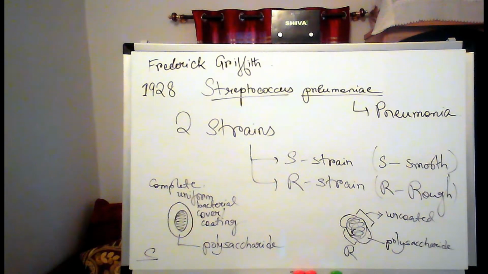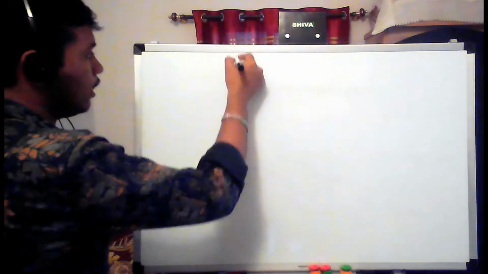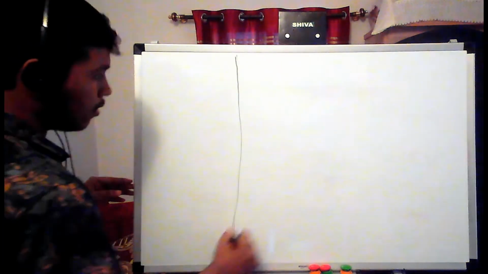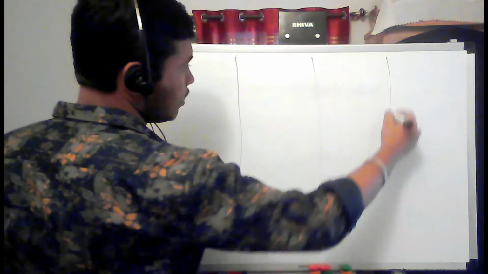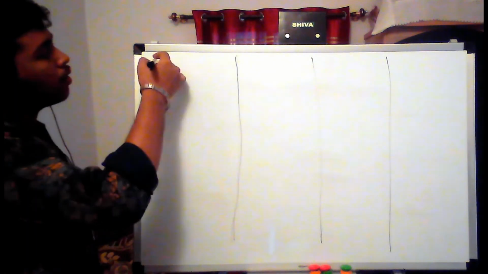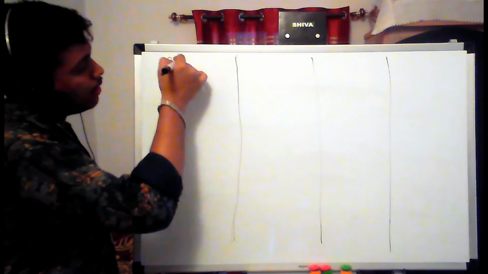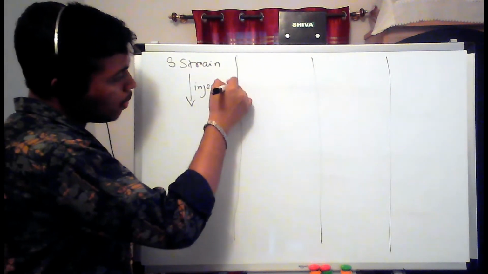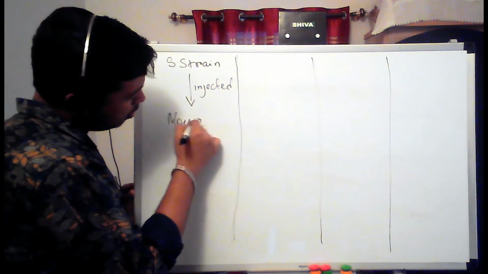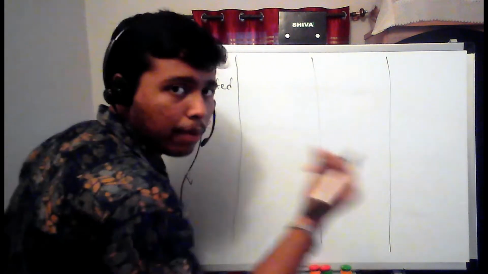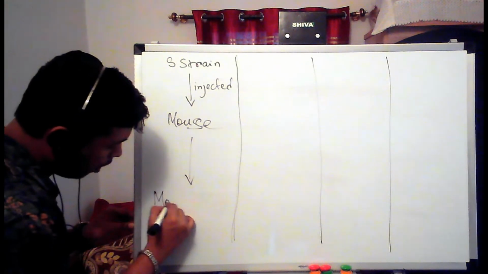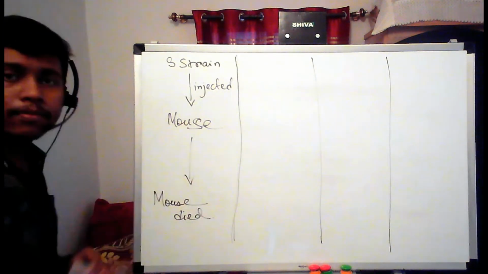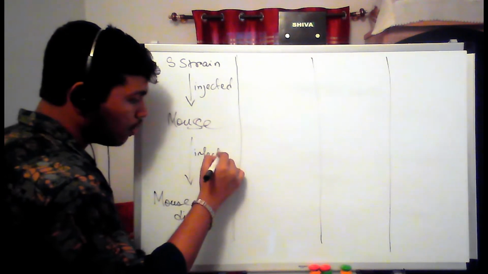So now I'll just pause it again and erase the board. So I have wiped it off. Now let us see the actual experiment. What did he do? He took 4 cases. Case 1, case 2, case 3. In the first case, he took the S strain bacteria, injected it inside a mouse, or mice, what do you say, and saw what happened to it after some time. It was found that the mouse had died because the infection had established.